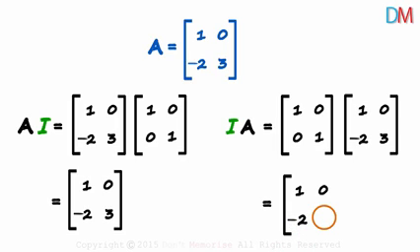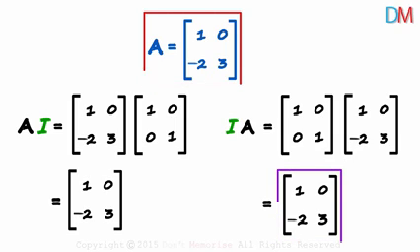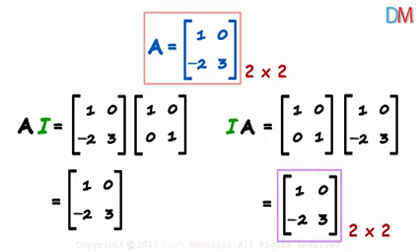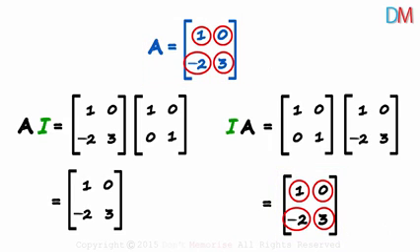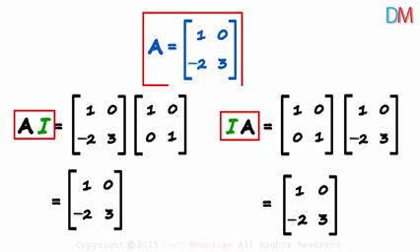And the last element will be the product of the second row and the second column. 0 multiplied by 0 plus 1 times 3. We get 3. That completes our matrix, and we see that it is equal to matrix A as well. The orders of both matrices are the same and the corresponding elements are also equal. If I is the identity matrix, then both A times I and I times A will give us matrix A.